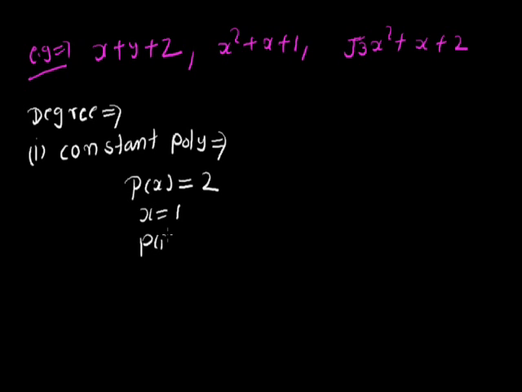Okay, so we can see if we change the value of x, the value of this expression does not change, so it is our constant polynomial. In the same way, if we substitute x is equal to 2, then what do we get? p of 2 is equal to 2. So by looking at these expressions, we can say that the value of this polynomial remains constant, so it is a constant polynomial. Okay.